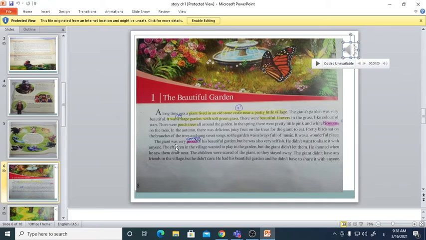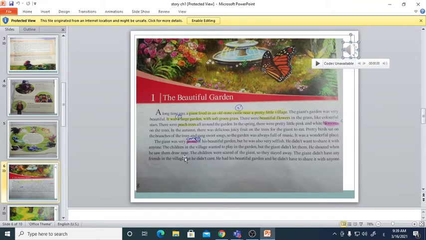The giant was very proud of his beautiful garden. He was very happy, showing off his beautiful garden. But he was also very selfish. He wasn't thinking of anyone, only about himself. He didn't want to share his garden with anyone. The children in the village wanted to play in the garden, but the giant didn't let them. He shouted when he saw them draw near.